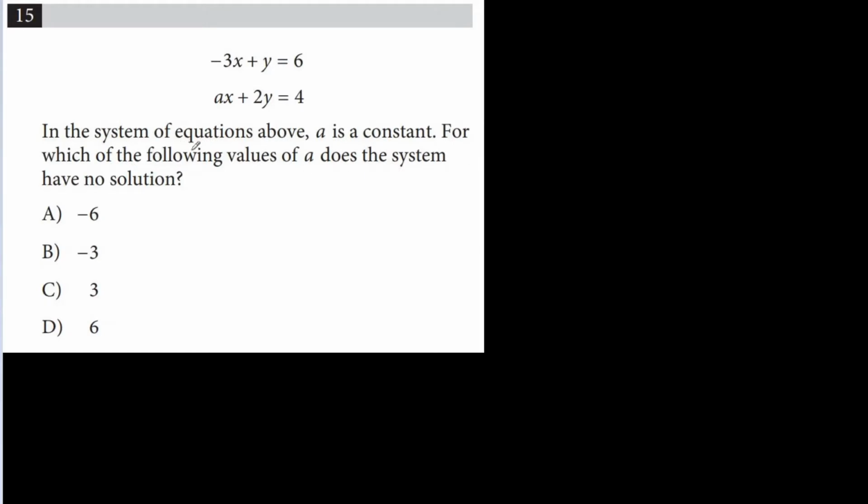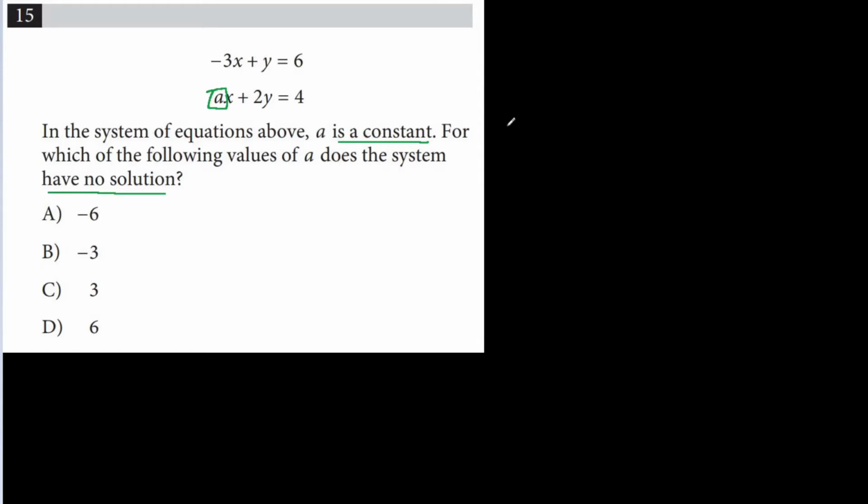In the system of equations above, a is a constant. For which of the following values of a does the system of equations have no solution? In a lot of these problems, you see a third variable, and you wonder what you're supposed to do. But a tip is, once again, to look at the broader context of the problem. It's saying that a is a constant, so a is going to be a number like 3, 2, 1, whatever. And for which of the following values does the system have no solution?